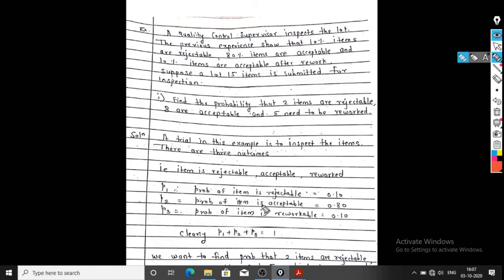p2 is the probability that the item is acceptable. What is it? It is 80%, that is 0.80. p3 is the probability that the item is reworkable. What is it? It is 10%, so 0.10. We know that in the multinomial probability distribution, the summation of pi, i running from 1 to k, is 1. Here we have only 3 outcomes, so p1 plus p2 plus p3 is equal to what? It should be 1.